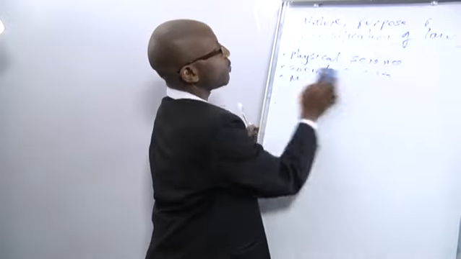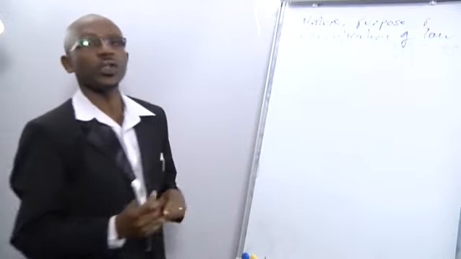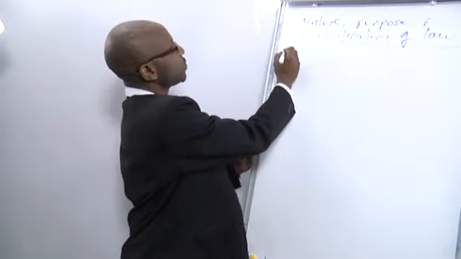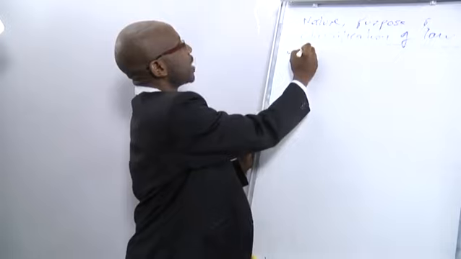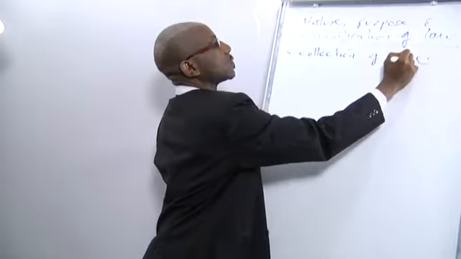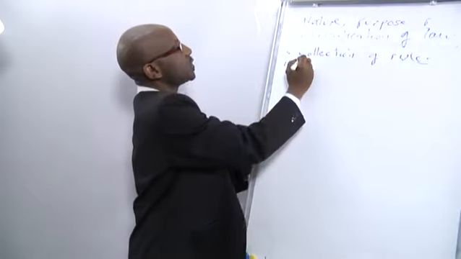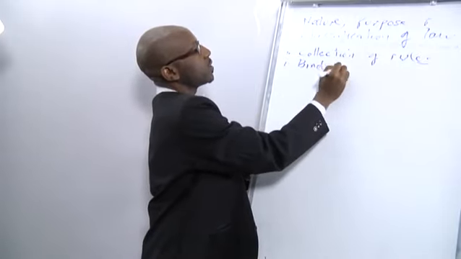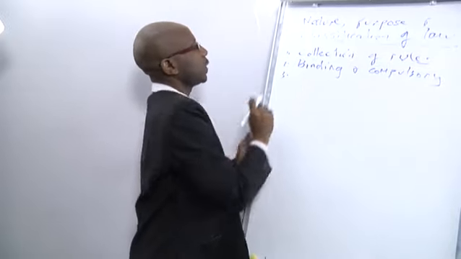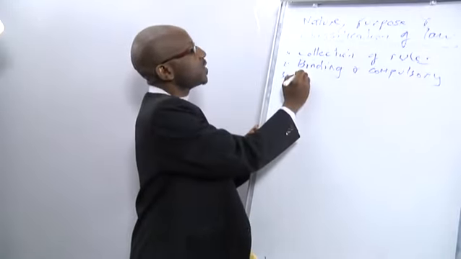It is then necessary for us to identify the specific features of state law so that we are able to distinguish it from the other kinds of law. The main features of state law are: it must be a collection of rules. Secondly, such rules must be binding and compulsory. Thirdly, the rules must be applicable to certain or specific persons.